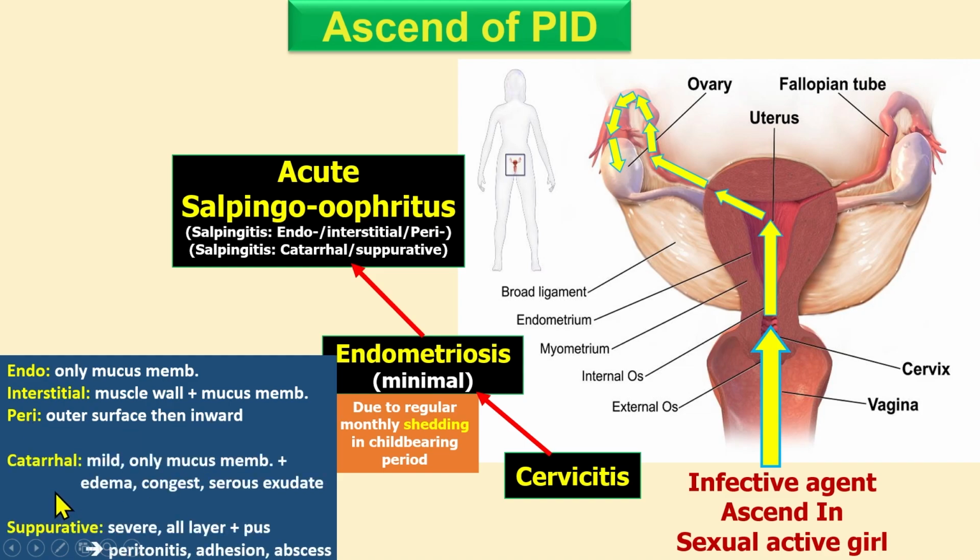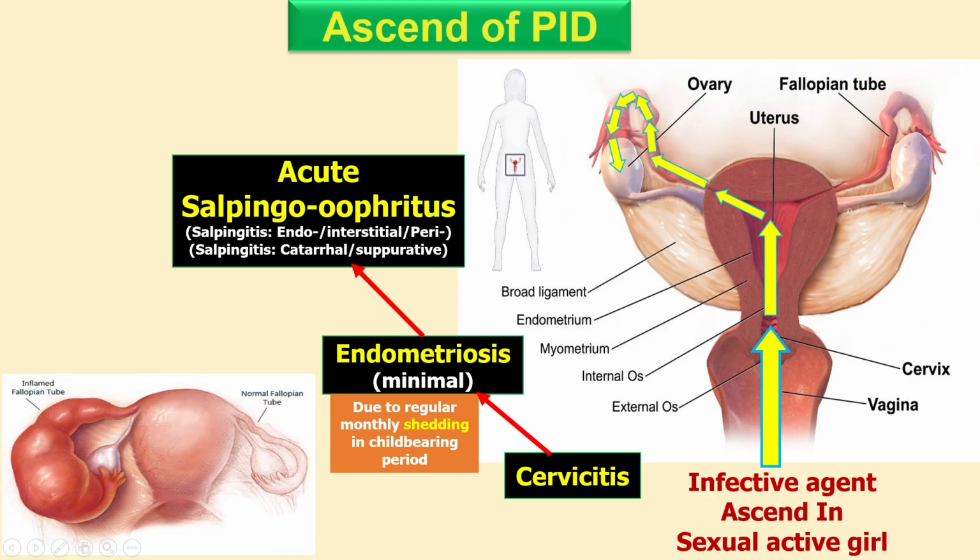Okay, and the catarrhal is a mild form where only the mucous membrane is involved. This causes edema, congestion, and serous exudate. While in the suppurative, all layers are involved, so there is pus formation, which causes peritonitis, meaning it involves the peritoneum surrounding this part, and adhesions and abscess. Okay, so there is no gangrene in the fallopian tube. Why is there no gangrene in the fallopian tube? Because there is a bilateral supply. The fallopian tube is supplied by the uterine arteries as well as the ovarian arteries. So there is no gangrene in the fallopian tube.